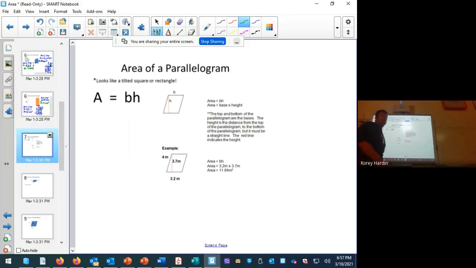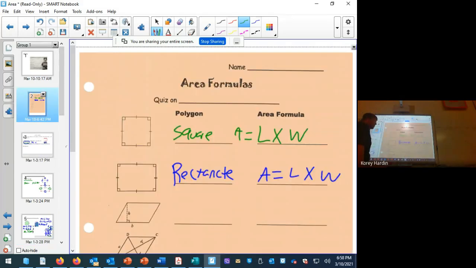Okay. The next shape is going to be a parallelogram. All right. Area of a parallelogram. The formula I'm going to use for that is A equals BH. Okay. A equals BH. So let's go back up to this. On your paper, we're going to write parallelogram. Yeah, this is going to be fun. I'm not even trying to spell it.